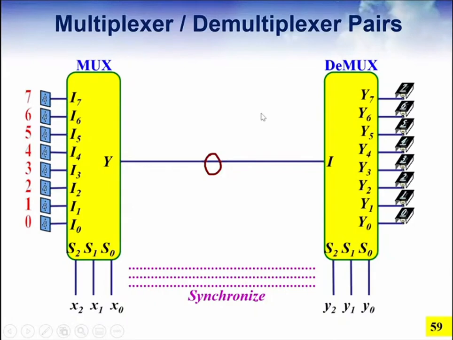For example, now I want to turn on bulb 5. What will I give here? 1, 0, 1. The receiver will also know this. 1, 0, 1. So I will turn on this bulb. When I turn it on, it will connect to this Y, and this signal will reach here.